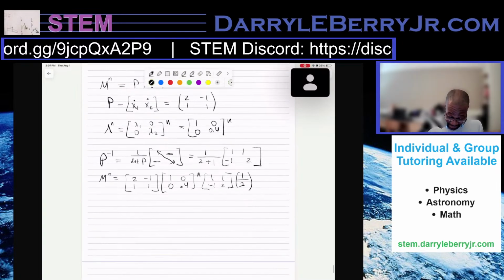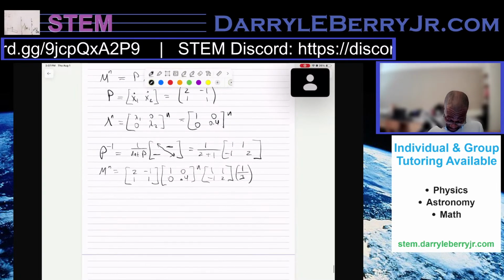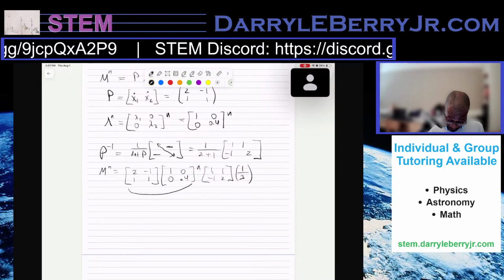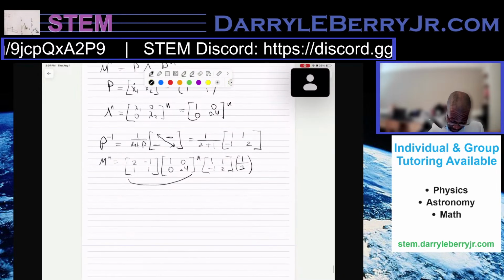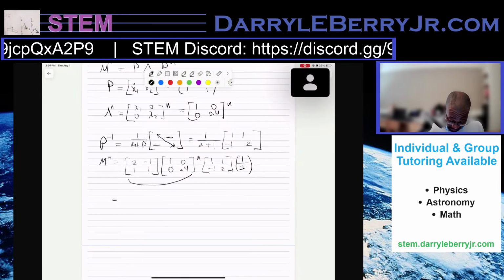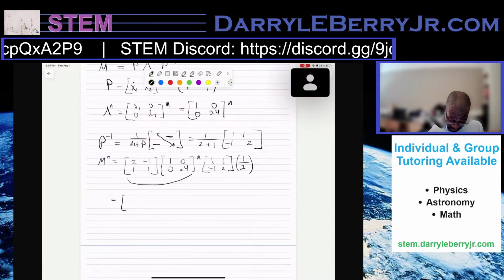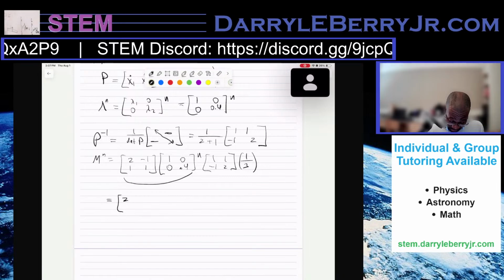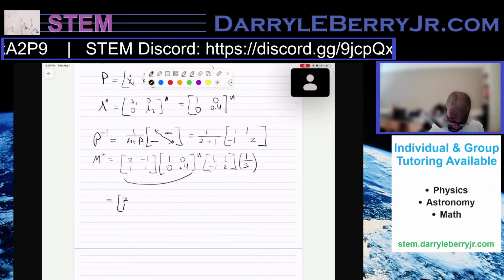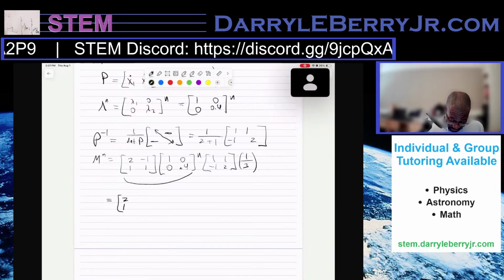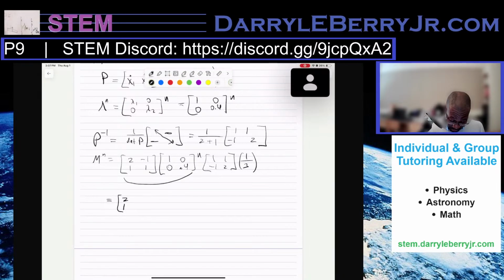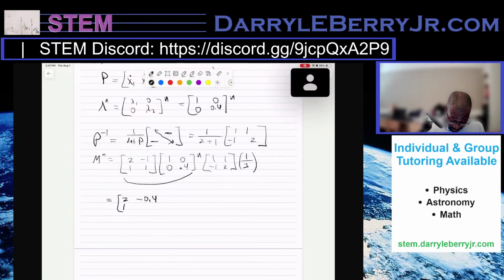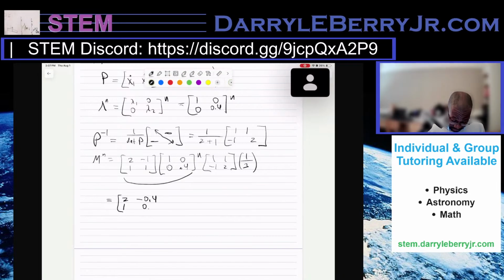All right, so we got that. So now all we have to do is just work this out. So what I'm going to do is I'm going to do this one first. I'm just going to work in that direction for no particular reason. So this is going to be 1 times 2 is 2, plus 0 is 0. And then 1 times 1 is 1, plus 0 is 0. And then we do the next one, 0 times 0 is 0, minus 0.4, and 0 times 0 is 0, plus 0.4.